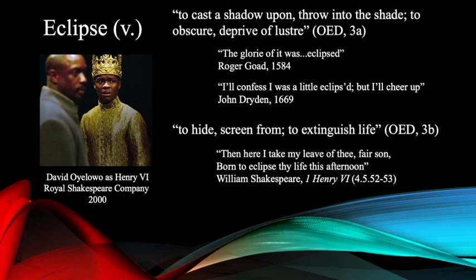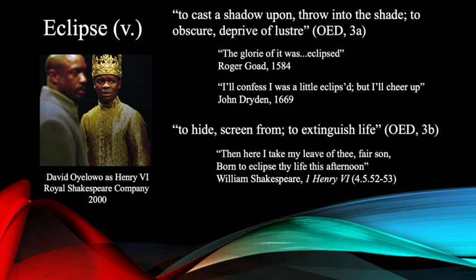A little bit later in the 17th century, as a verb, eclipse also meant to hide or to screen from or to extinguish light. And this is what Shakespeare means when he has a character called Talbot in the first part of Henry VI say to his child this: "Then here I take my leave of thee, fair son, born to eclipse thy life this afternoon." And I would point out that this is a nice little play on words. He's talking to his male child, his son, but I think the word son sounds like S-U-N as well, and he's talking about an eclipse, which is nice.